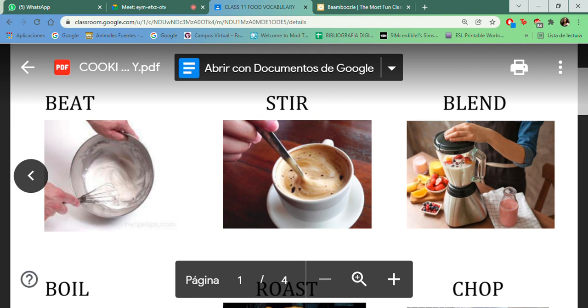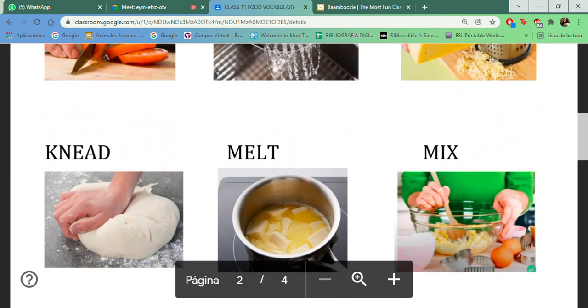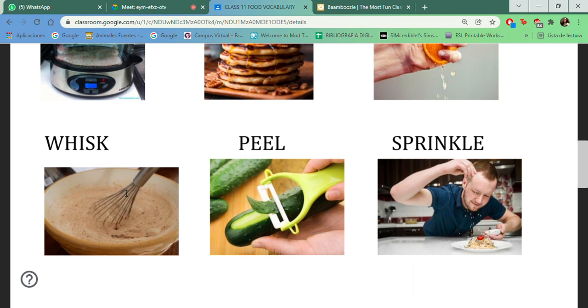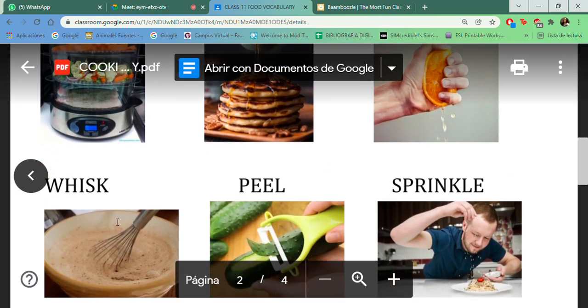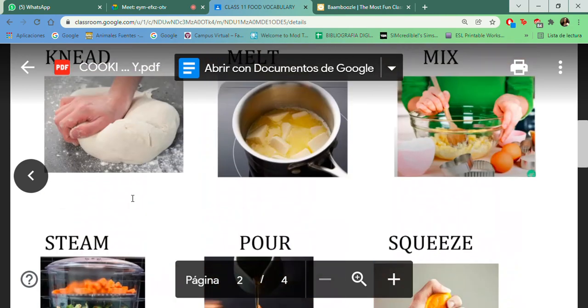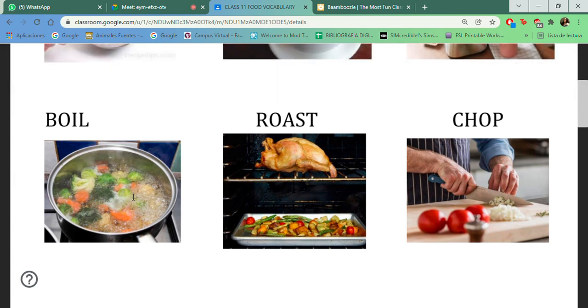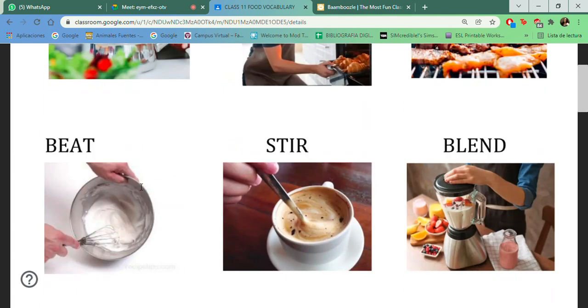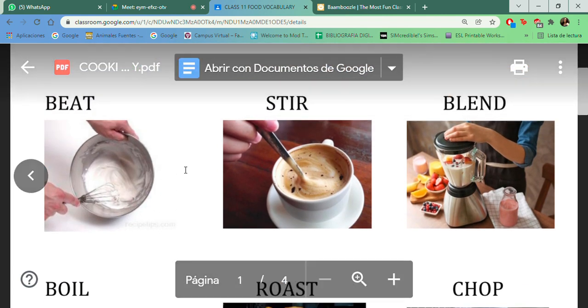I don't know. I think it's below. Whisk. See? So whisk is like mix. Beat is when you do this with, for example, the cream. Like you have to beat it. So, for example, you have beaten cream in this case.